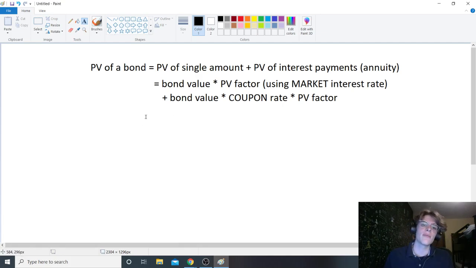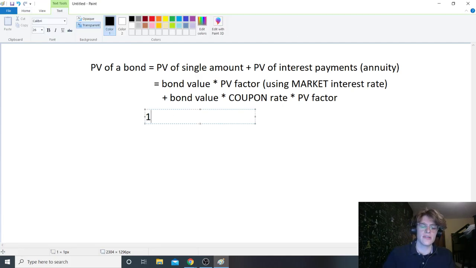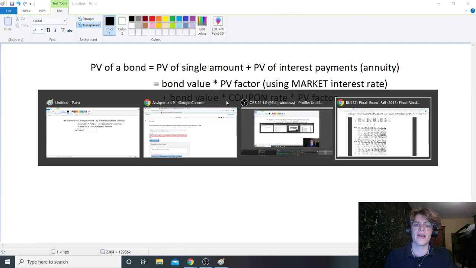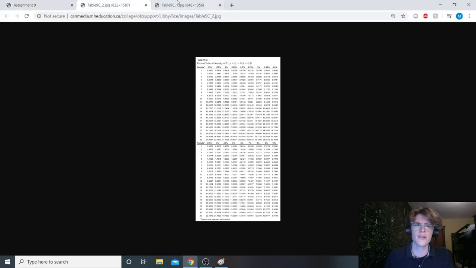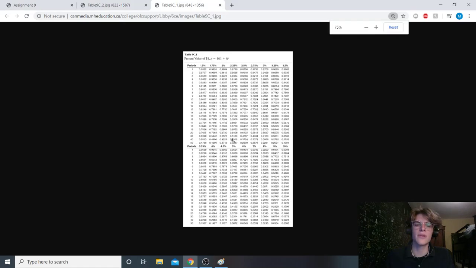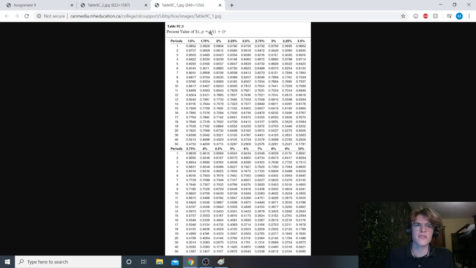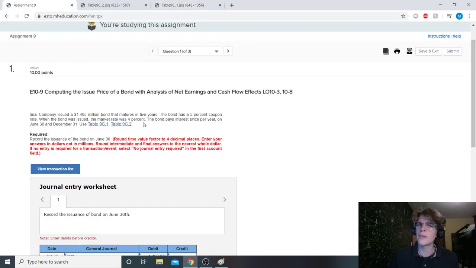So in my example here, the single amount is 1,405,000, and then we want to multiply that by the present value factor that we have here. Here we go. So we're going to go to this table here. That is the present value of $1, and then we want to know how many periods we have. It said that it pays interest twice per year for 5 years. So that is a total of 10 payment periods.